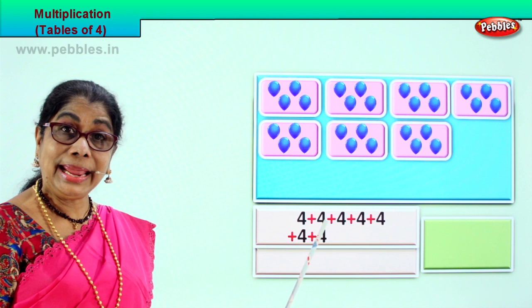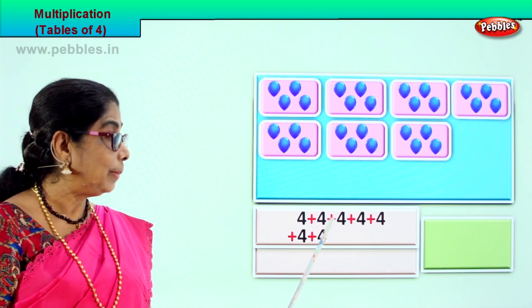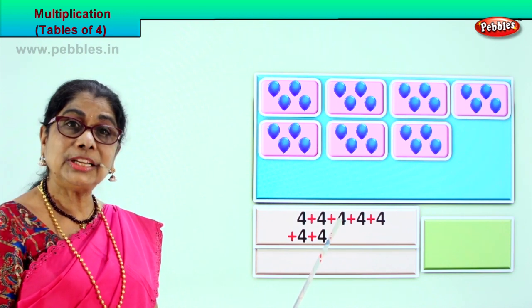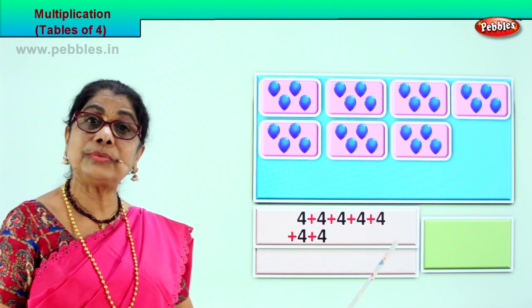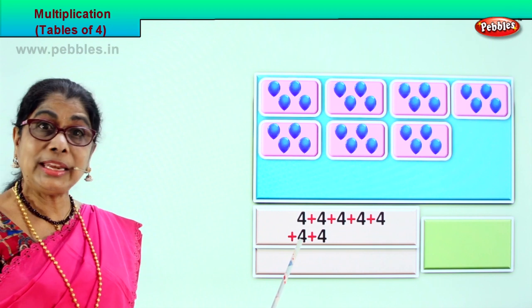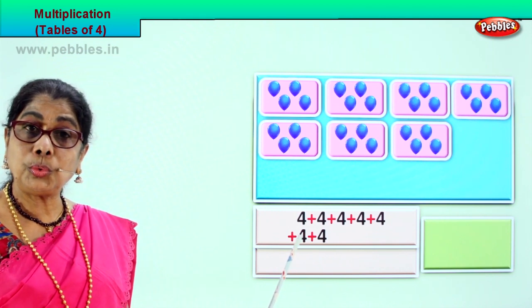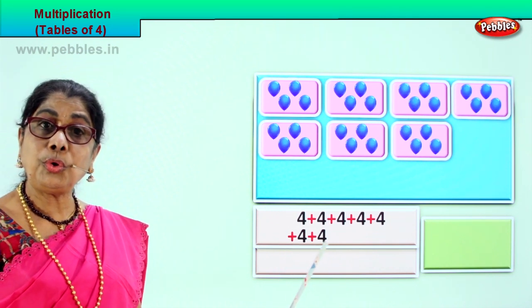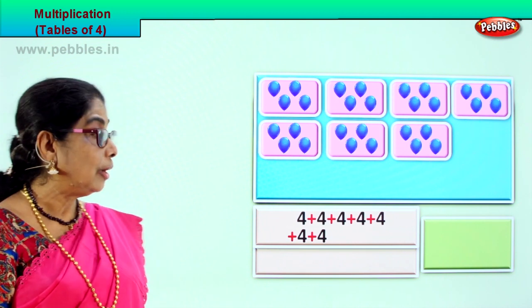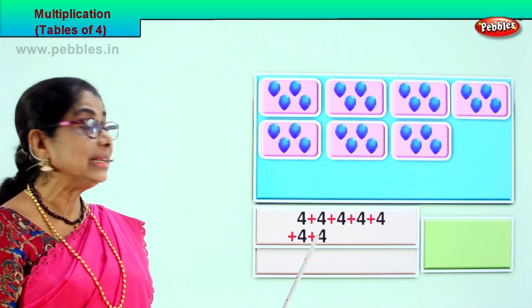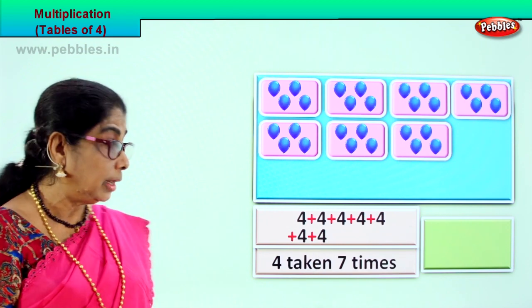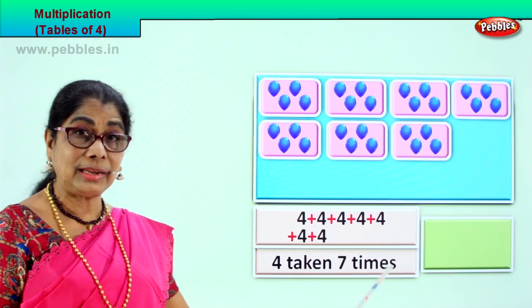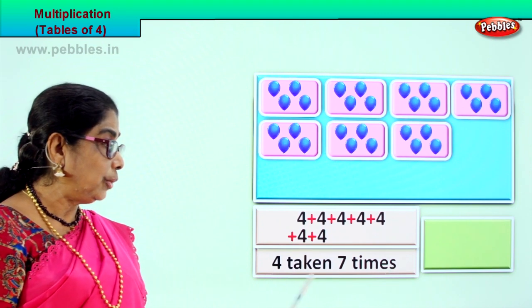4 plus 4, 8. 8 plus 4, 12. 12 plus 4, 16. 16 plus 4, 20. 20 plus 4, 24. 24 plus 4, 28. 4 taken how many times? 7 times. 7 fours are 28. 4 taken 7 times. We write it as 4 into 7.